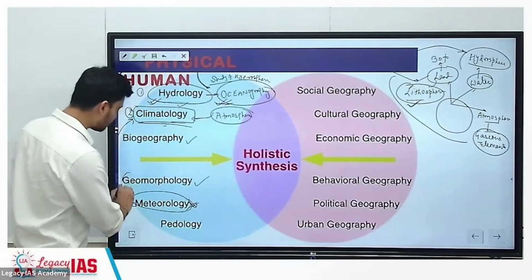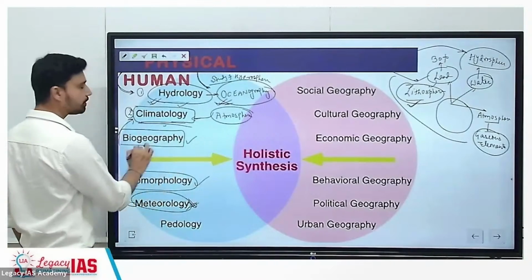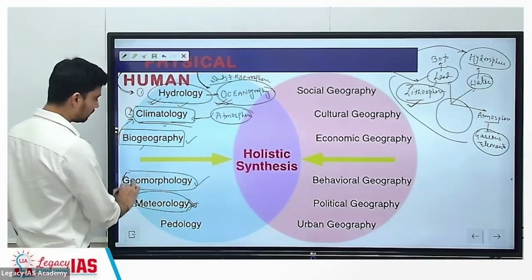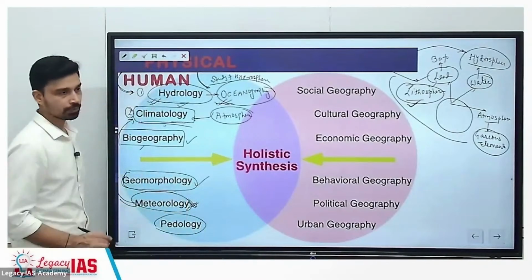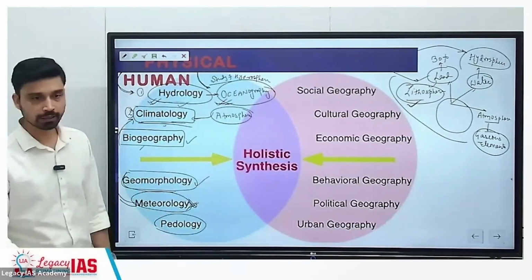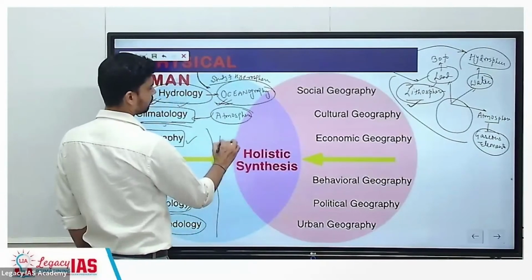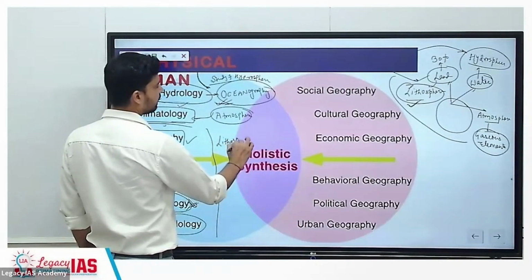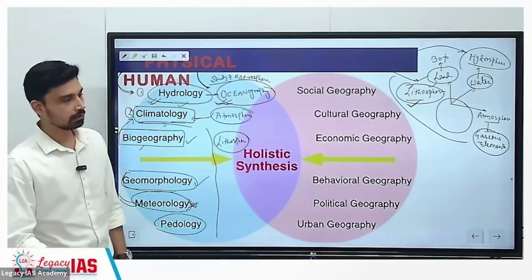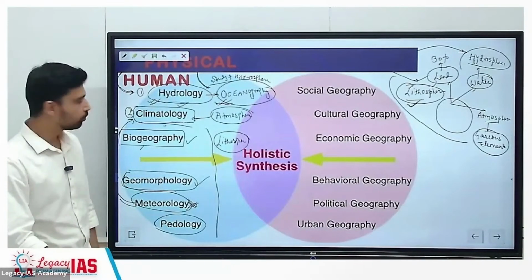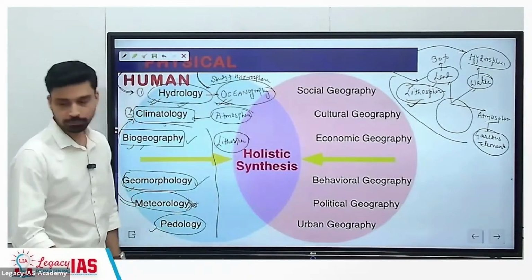So here what we have to study is the lithosphere. One aspect is biogeography, another aspect is geomorphology, and the third aspect is pedology. So you can write: the study of the lithosphere, or the land part of the earth, we can divide into three parts: biogeography, geomorphology, and pedology.